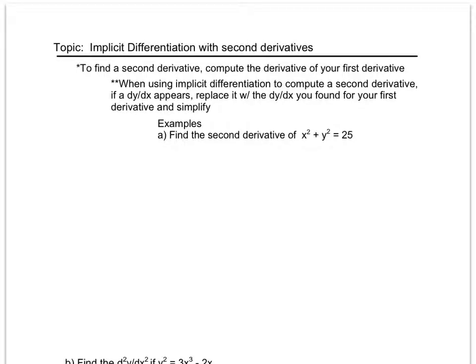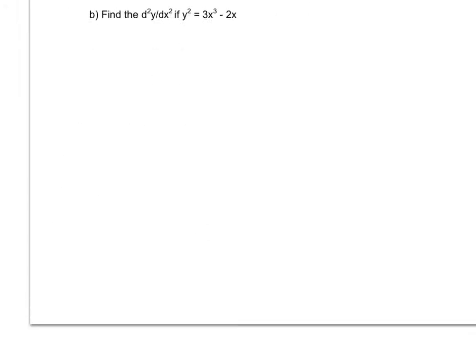Now that you've seen how implicit differentiation works with first derivatives, let's look at how we can use it to find second derivatives. Just like before, when we find a second derivative, all we're doing is computing the derivative of our first derivative. When we use implicit differentiation to compute a second derivative, oftentimes dy dx is going to appear in our answer. We always want to reduce by replacing the dy dx with the result that you got for your first derivative. So I think I have 2 examples.